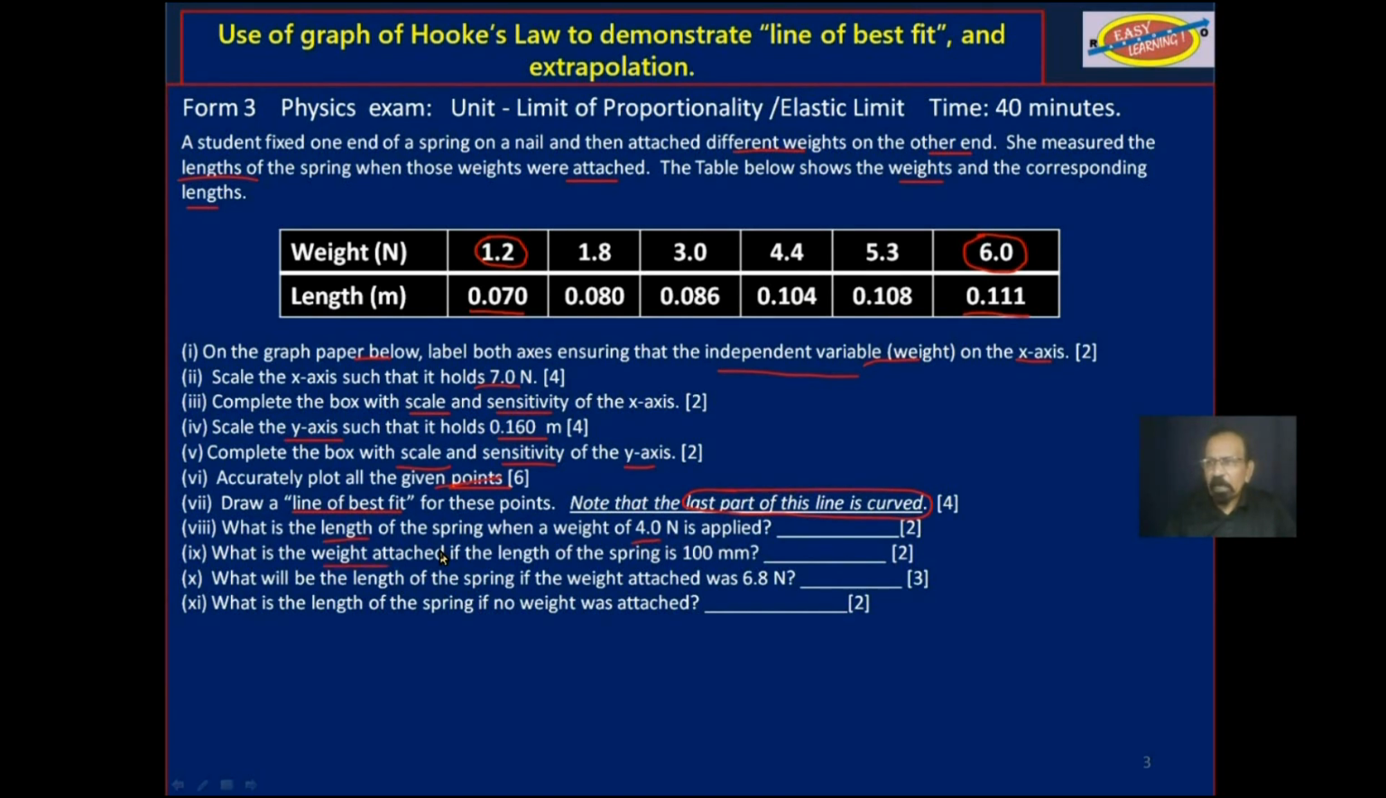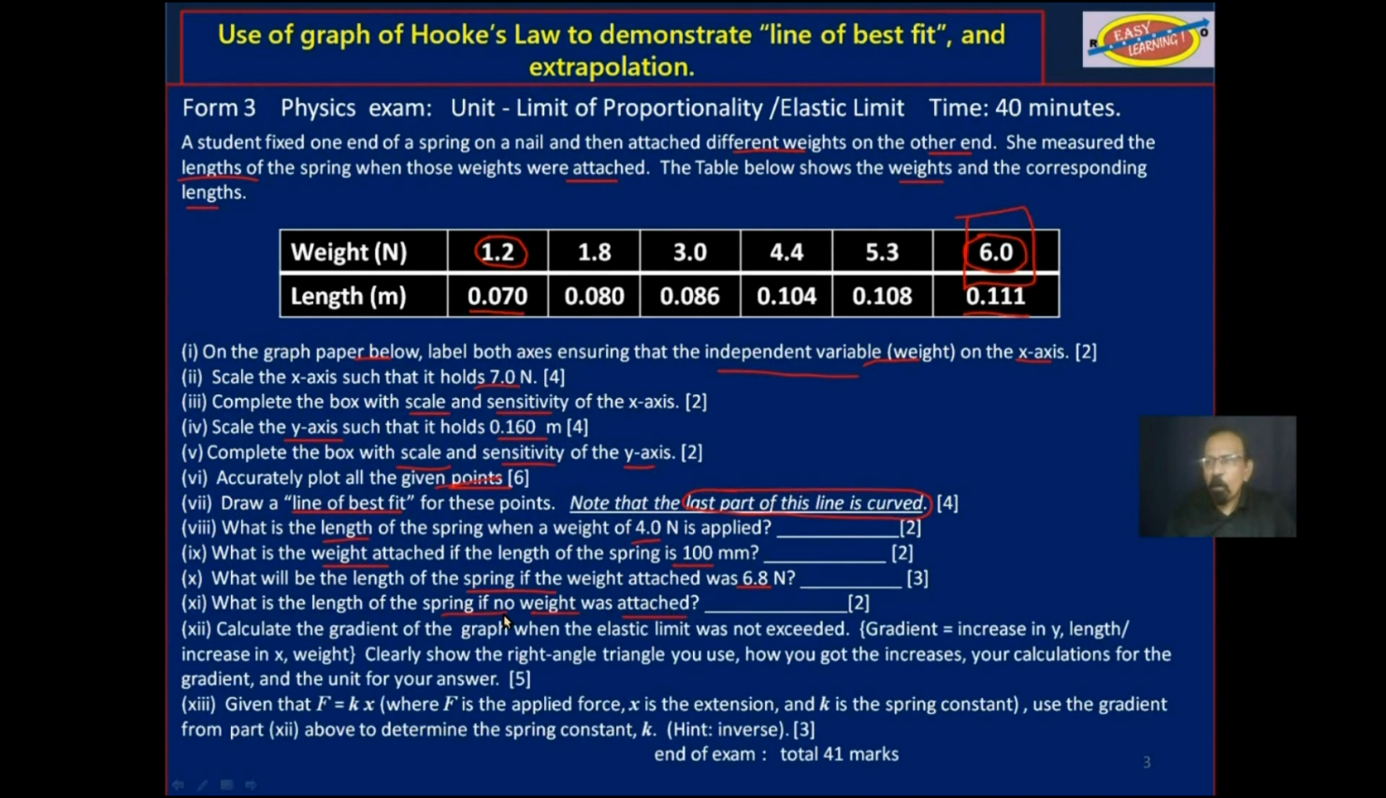Also to find the weight attached if the length was 100 millimeters, and find the length of the spring if the weight attached was 6.8 newtons. Now remember, this graph only goes up to 6.0 newtons. And then also find the length of the spring if no weight was attached. Continuing, calculate the gradient of the graph, and there was some help: increase in y, which is length, divided by increase in x, which is weight, and so on.